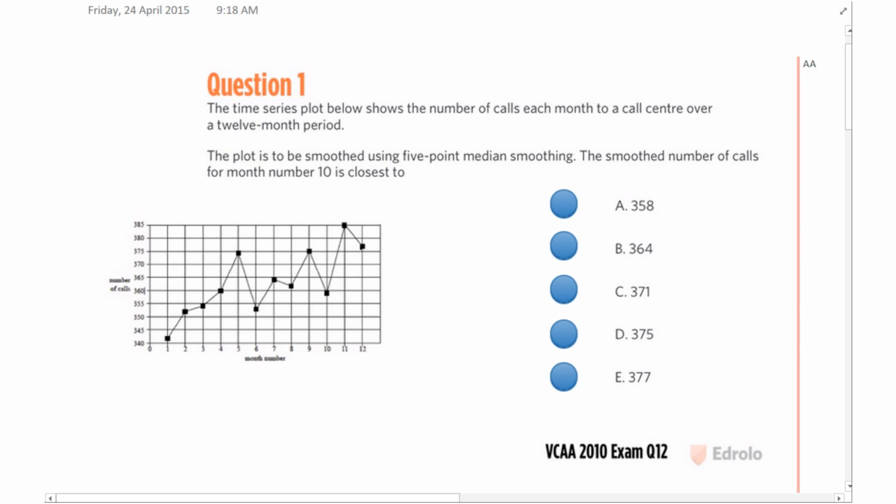All right, so in the example here, it says the time series plot below shows the number of calls each month to a call center. Cool. So we've got 12 months worth of data there. The plot is to be smoothed out using 5-point median smoothing. Cool. The smooth number of calls for the month number 10 is closest to. Now, this is what we've got to look at. I don't need to do anything else but to look at month 10. Okay, smooth number of calls for month 10.